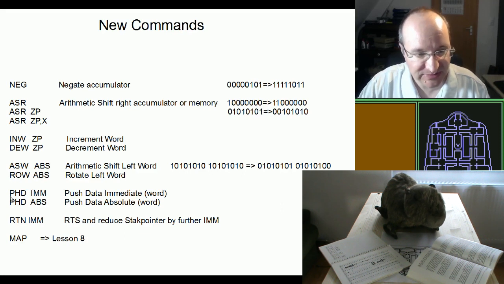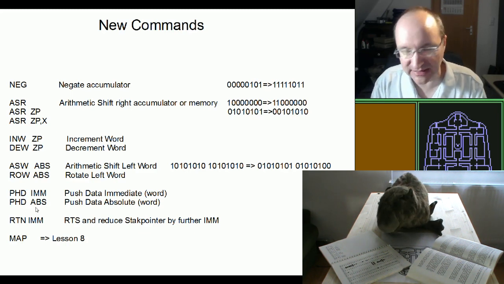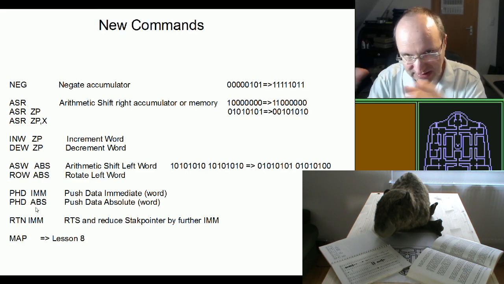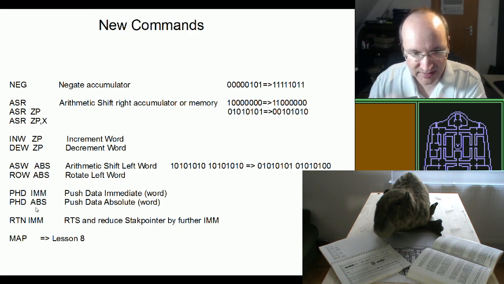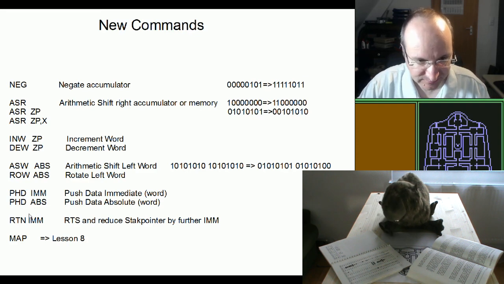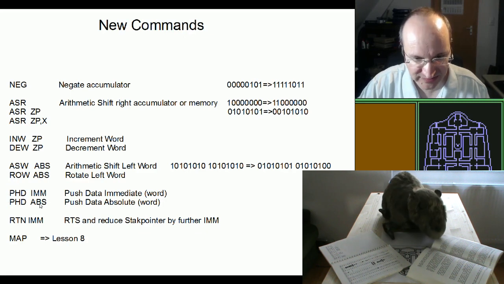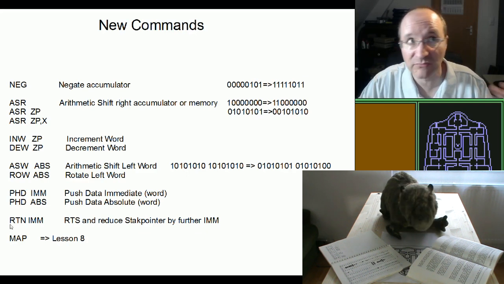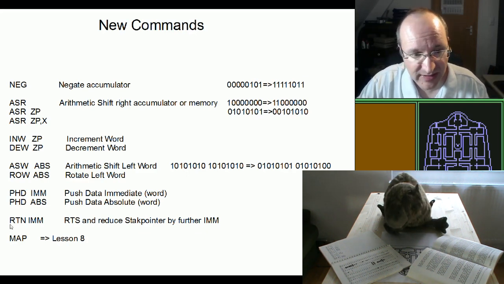Then you also have the possibility to push a word either by directly writing it there, or by taking it from a memory address. So it would take this value and the value from the next memory cell and push both to the stack. This is also, I would say, a kind of comfort function. And this is also a comfort function, but to my feeling it's very useful.